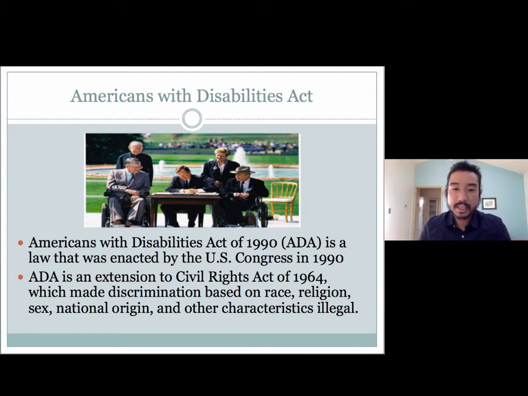It's essentially an extension of the Civil Rights Act of 1964, which made discrimination based on race, religion, sex, national origin, or other characteristics illegal. So they extended those same rights onto people with disabilities, and that makes a lot of sense, but it needed to be put into law. It's a federal law, which is why in the 1990s you might have seen a lot of elevators, wheelchair ramps, and curb cutouts being implemented throughout this nation within the infrastructure.